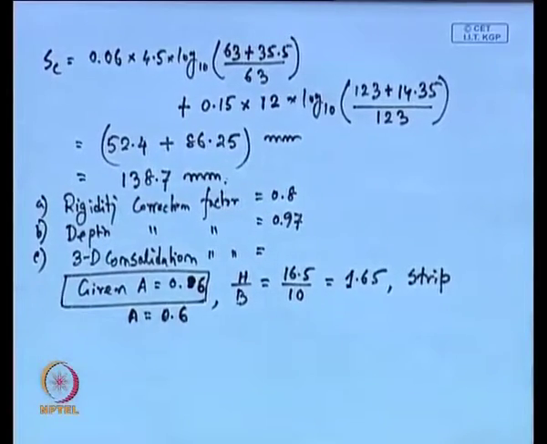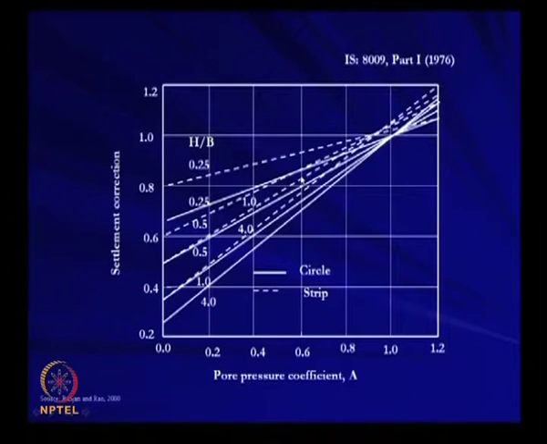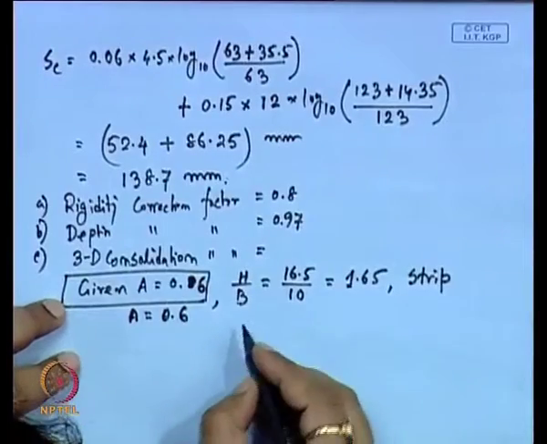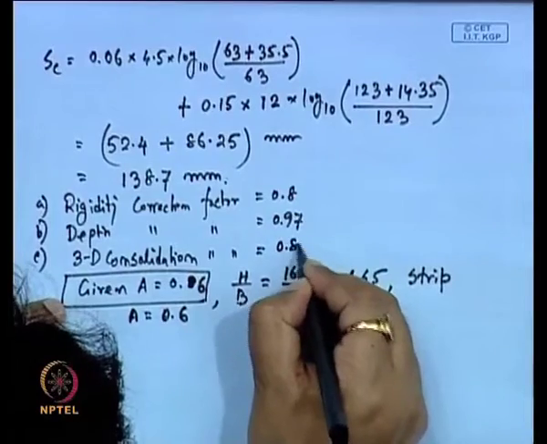Now from this chart, this is 0.6 and this is in between 1 and 4. So, this is around here, this is 1.65. So, the corresponding pore water correction factor value is 0.81. So, corresponding to A equal to 0.6, in between 1 and 4, this value is around 0.81. So, this pore water correction factor we can say is 0.81.